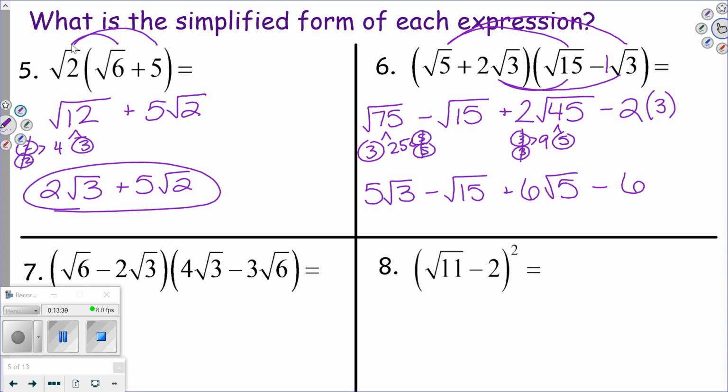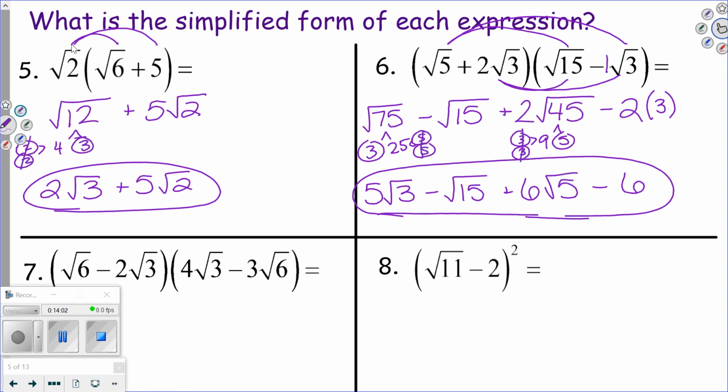Do we have any like terms? No, I got a radical 3, a radical 15, a radical 5, and then just a 6. So actually nothing ended up being alike, but it is simplified. That would be where we stop right there. Okay. Sometimes you do that and you find things that are alike and you put them together. And if there's not, you just leave them be.